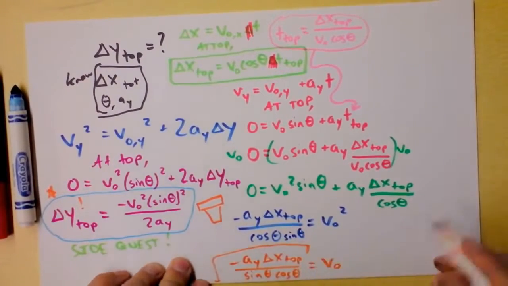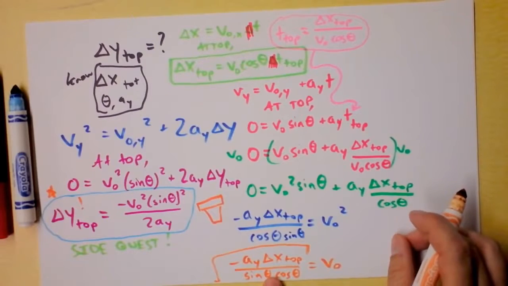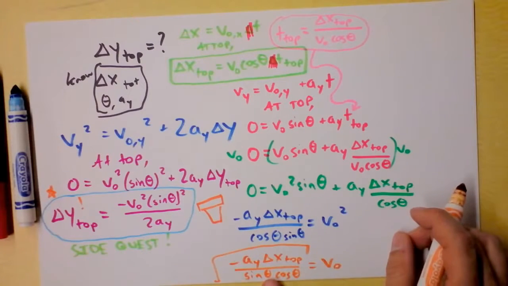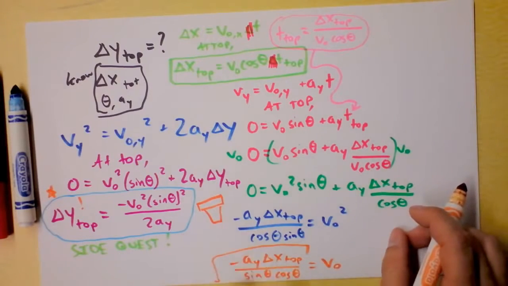Then I scrooted it. Are we scrooting a negative number? What? Ah! Maybe we are. Maybe we're not. You figure that out.